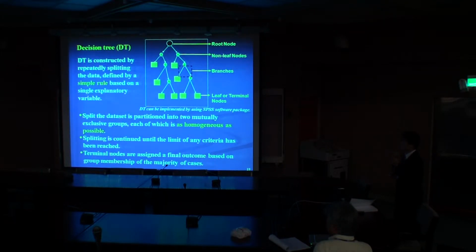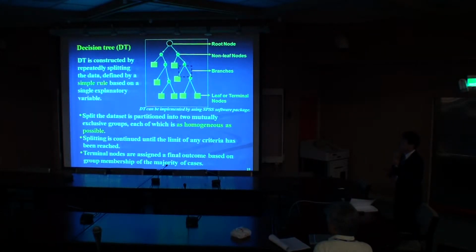And the second, the decision tree model, is a common and famous model. We input our data to the root node, and it will split the data to be as homogeneous as possible. Splitting is continued until the limit of any criteria has been reached. Then the terminal nodes are assigned a final outcome based on the group membership of the majority of cases.